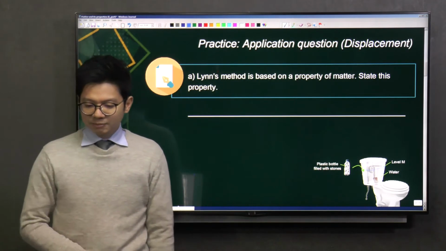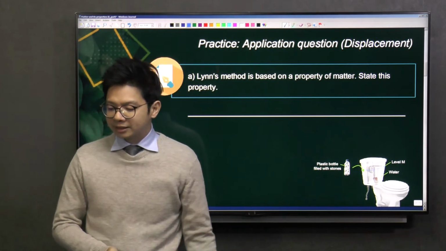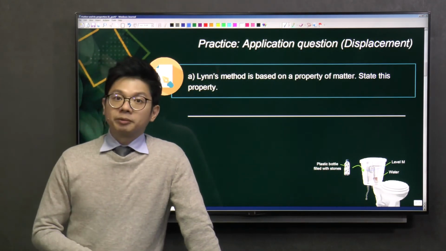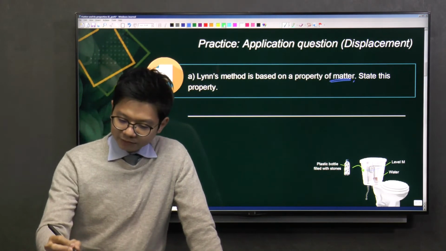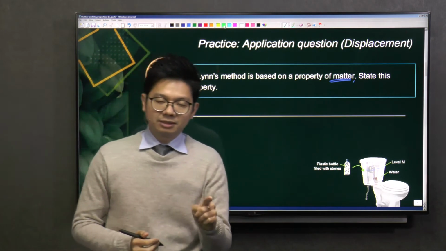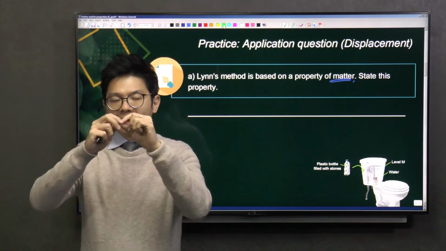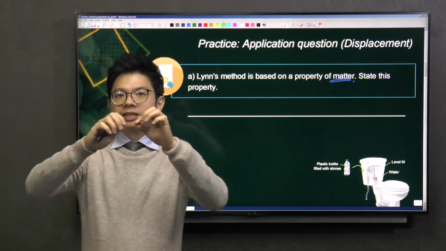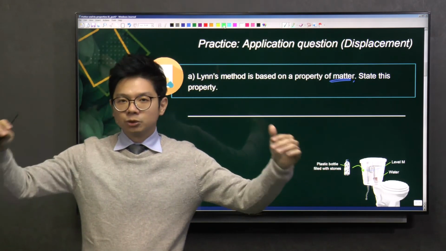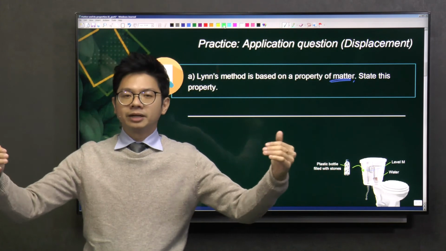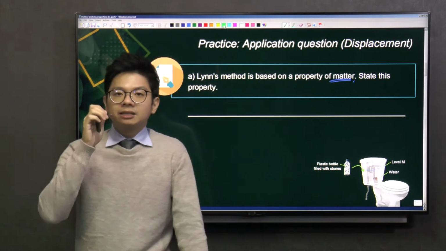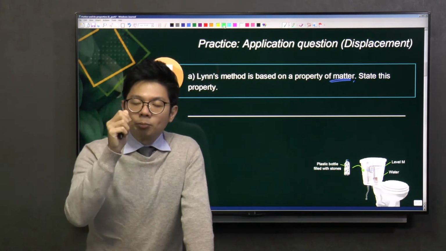Next, Lynn's method is based on a property of matter. State this property. Guys, when we talk about matter, there are only two properties. The first one is it has mass. When you want to show it has mass, usually it comes with a beam balance. You see whether it tilts up or down, then you can compare the masses. And the other property is it occupies space.